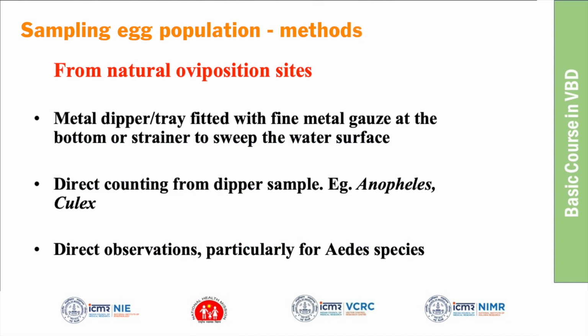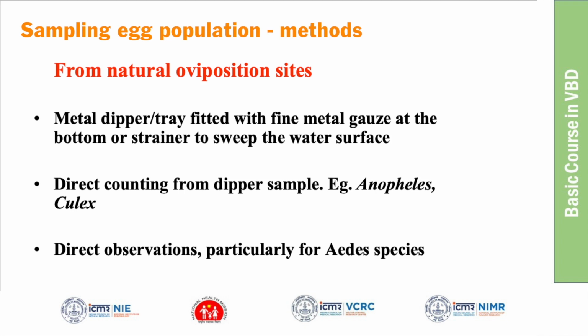Coming to that, I already told you that there are different stages. We have egg, larvae, pupae, and the adults. There are also sampling methods for the egg population. There are two types. You can sample the egg population from the natural oviposition site. For that, you have to use a metal dipper or tray fitted with metal gauze at the bottom, or a strainer, to sweep the water surface. Sometimes you can directly take a dipper sample and count.